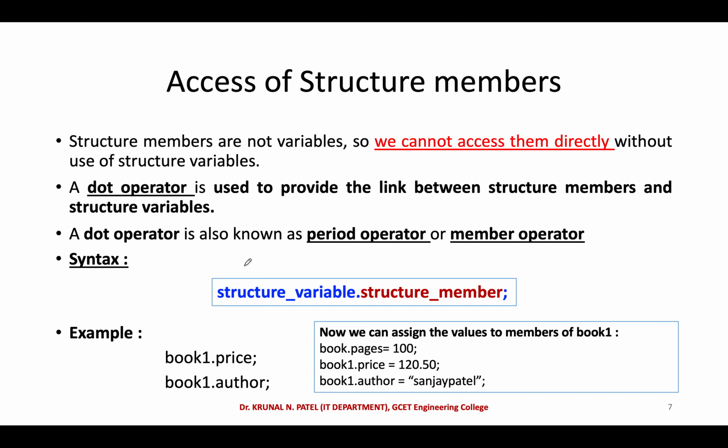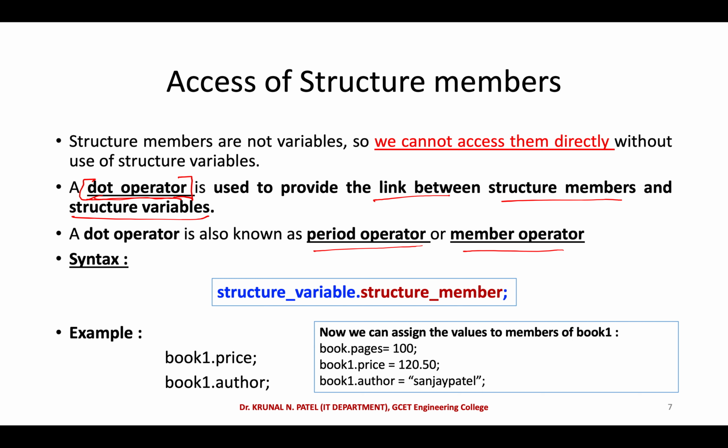So structure members are not variables, so you cannot access a particular structure member directly. For that you have to use a dot operator. With the use of the dot operator you can access a particular structure member. So what is the dot operator? It is used to provide a link between a structure member and a structure variable. It is also known as the period operator, or the member operator; you can give any name to this dot operator.